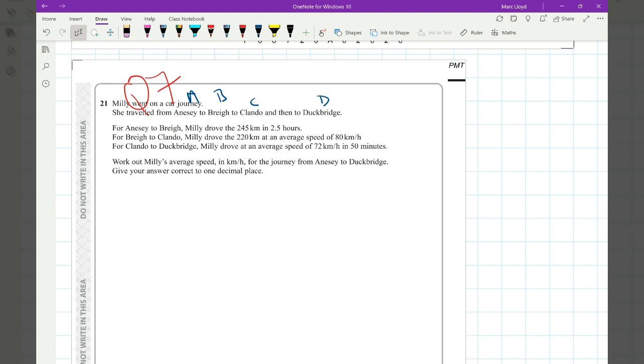Okay, so average speed, distance, time. We're going to need our total distance and our total time. So for A to B, she's gone 245 in 2.5 hours, so that's distance and time. B to C, 220 kilometers is the distance, but we've got a speed. So SDT.